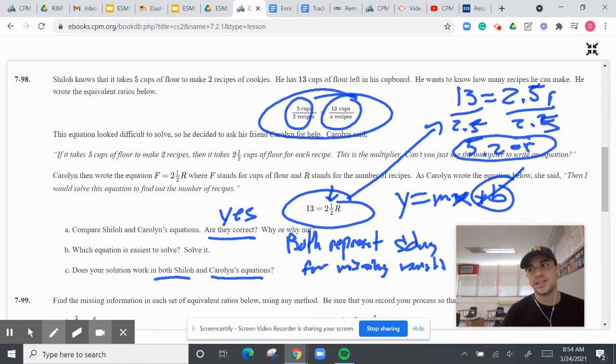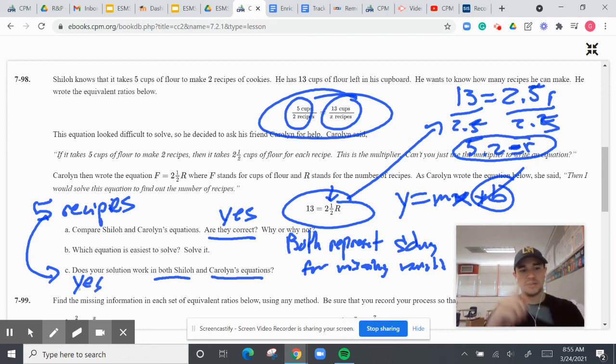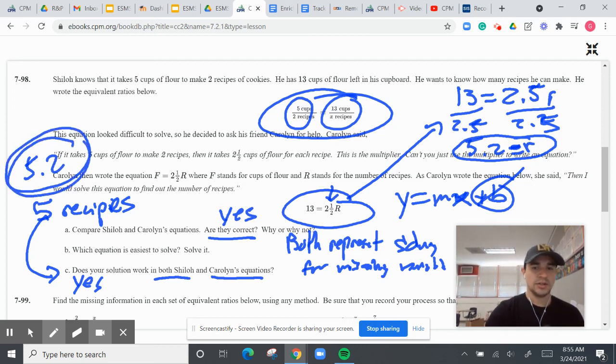So definitely you can say 5.2 equals r, but that's only going to be 5 recipes because you really can't make a portion of a recipe. It's kind of hard to do that. But I would say, yes, the solution works, because if you were to plug it in, but just know it is 5.2 as a whole answer, but you would say it's going to be 5 recipes as an answer for a word problem.